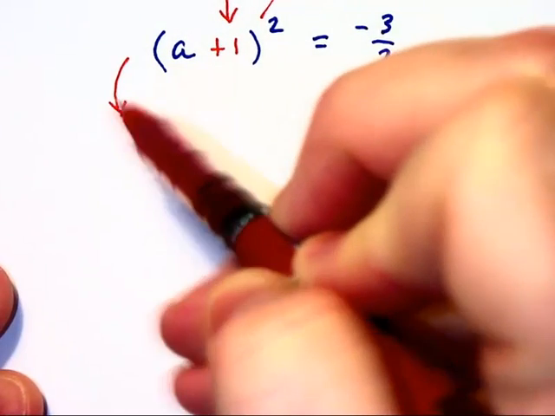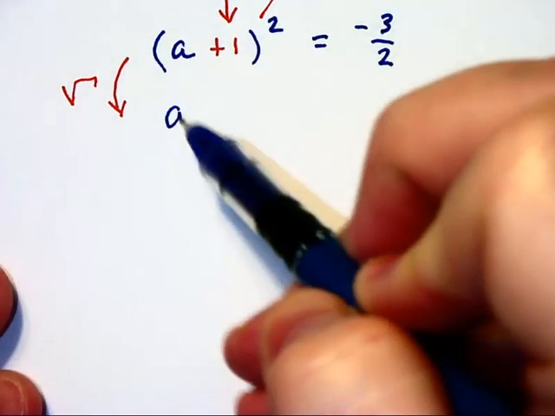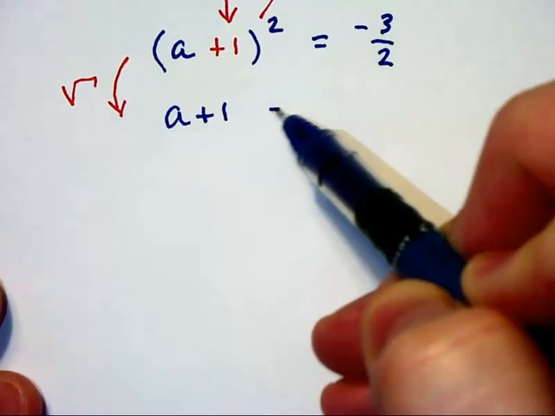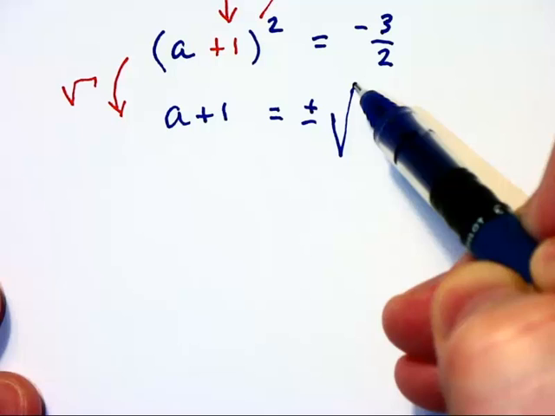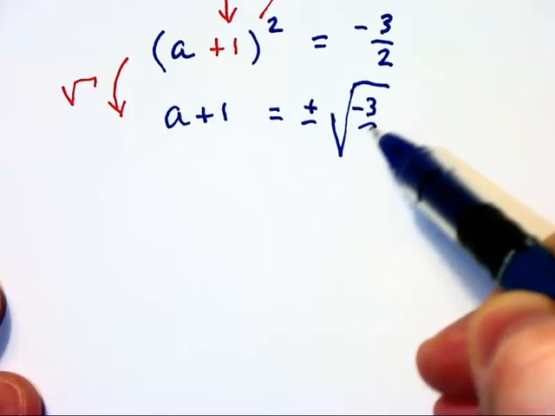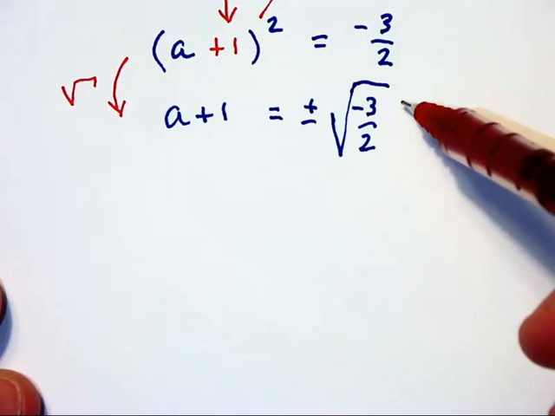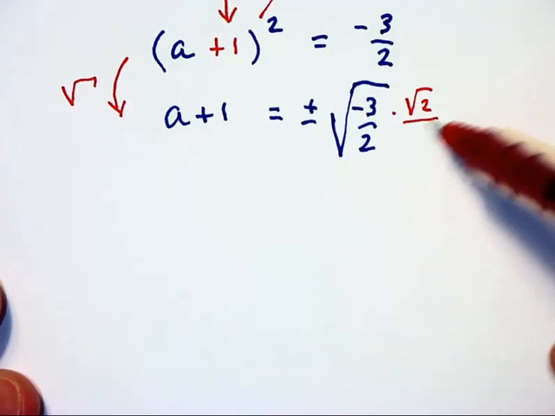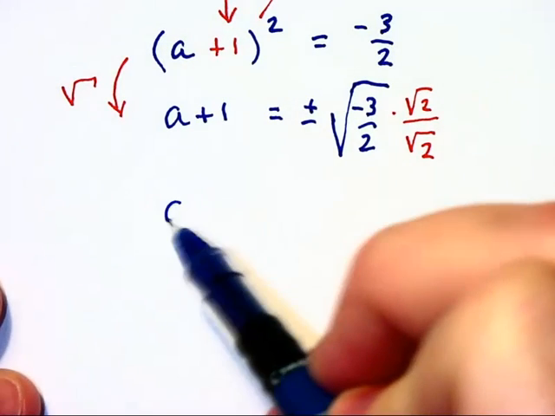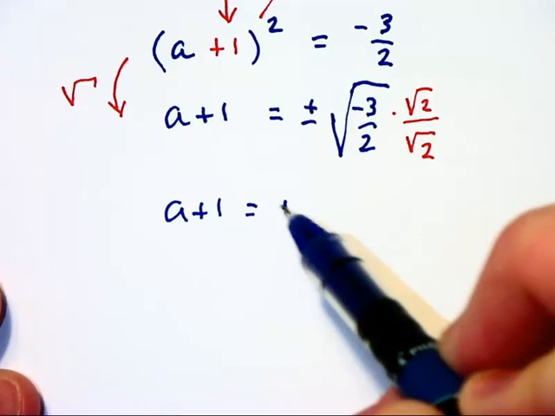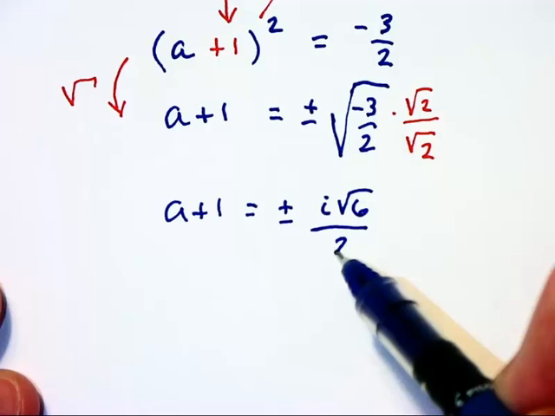It's ready for us to square root each side. Square root on the left gives us a plus 1. Technically it's in absolute values, but instead I'm going to put a plus or minus on the right hand side, and we're going to have the square root of negative 3 halves. Now we can't have that radical in the denominator, so I'm going to multiply by the square root of 2 over the square root of 2. So we will now have a plus 1 is equal to plus or minus i root 6 over 2.